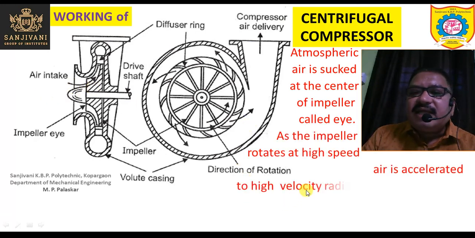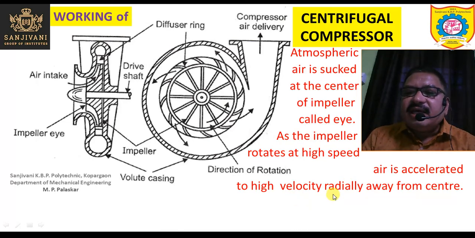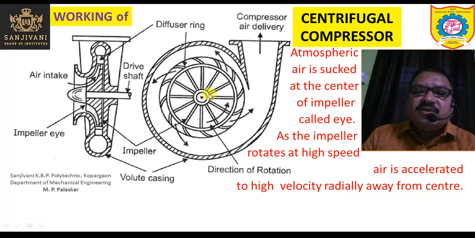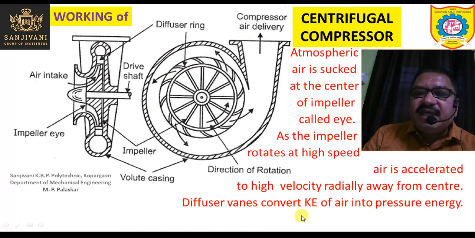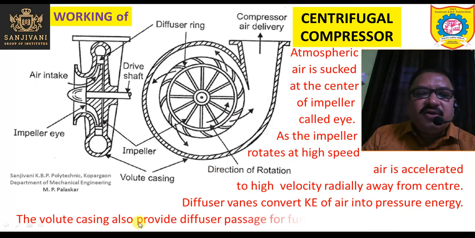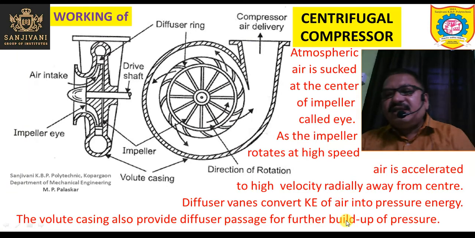As the impeller rotates at high speed, air is accelerated to very high velocity radially away from the center. So due to the high speed rotation of the impeller, the air is moving in the outward direction. Kinetic energy is imparted to the air, and from the impeller it goes to the diffuser. So diffuser vanes will convert the kinetic energy of the air into pressure energy. The volute casing also provides a diffuser passage for further build-up of pressure.